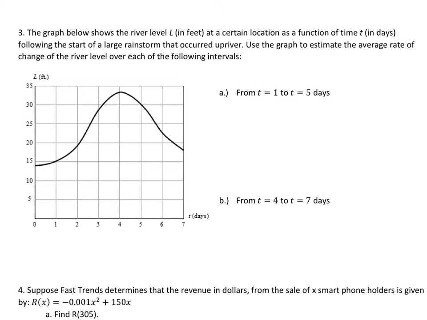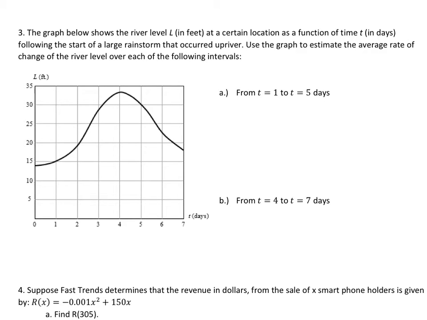In this example, we're going to be calculating average rate of change, or estimating it. The graph below shows the river level, L, in feet at a certain location as a function of time t in days, following the start of a large rainstorm that occurred upstream. We're going to use the graph to estimate the average rate of change of the river level over each of the following intervals. So the first interval is from time t equal 1 to time t equal 5. So we want to know what is that average rate of change between the first day and the fifth day.